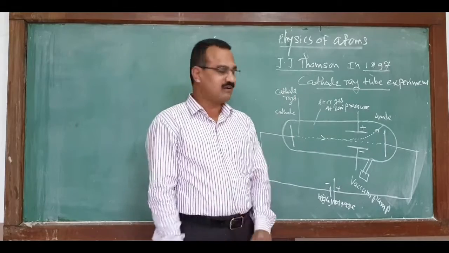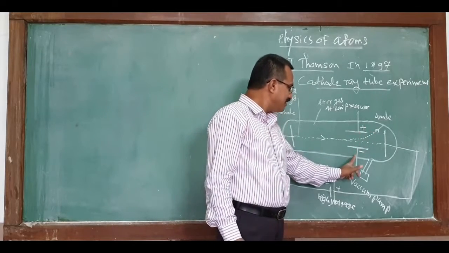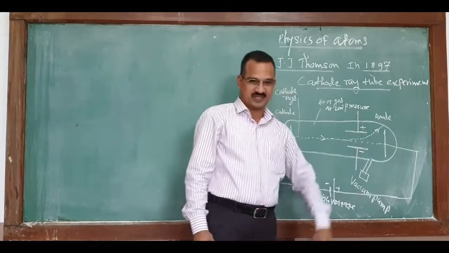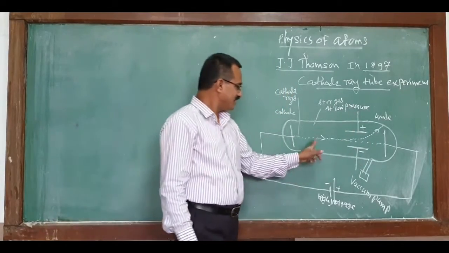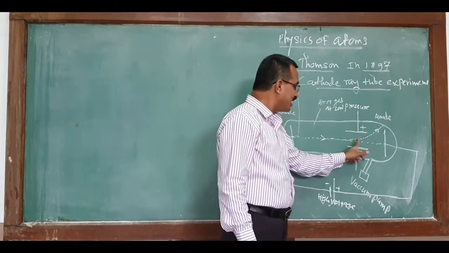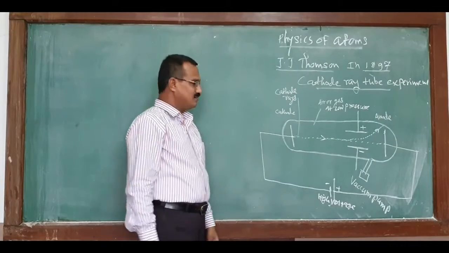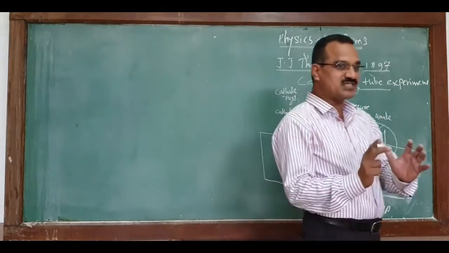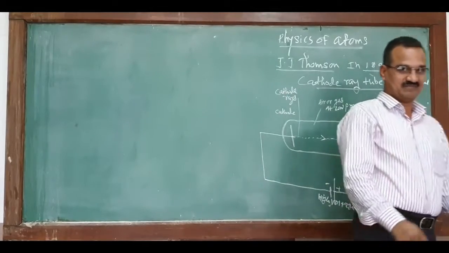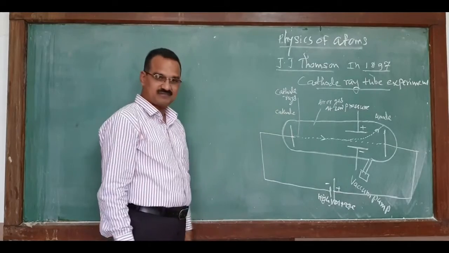The cathode particles deflect towards the positive plate and away from the negative plate. It means that the cathode rays carry negative charge. It means that cathode rays are negatively charged particles. This is actually the first part of the experiment.